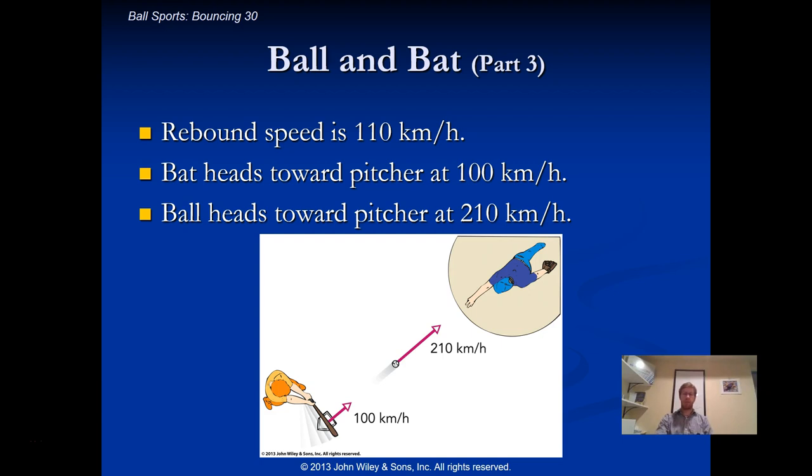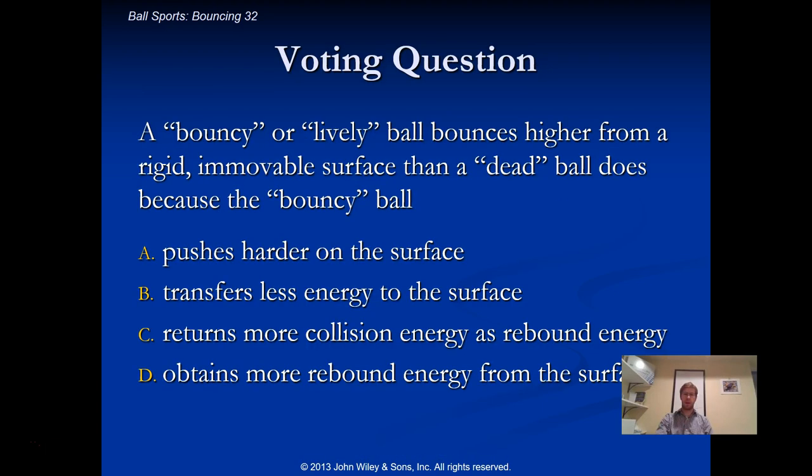So it's moving back towards the pitcher faster than the ball started, faster than the bat started, and even faster than your collision speed, since it's bouncing off of a moving object. So the final speed back towards the pitcher is 210 kilometers per hour.